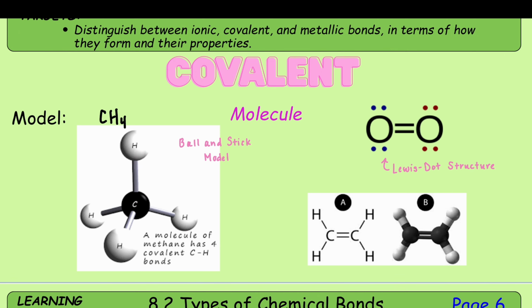We can also have a Lewis dot structure. We've already learned how to draw Lewis dot structures for single atoms or ions. However, in the next few days, we'll learn how to actually draw something like this. But this is also representing the covalent bonds between two oxygen atoms.